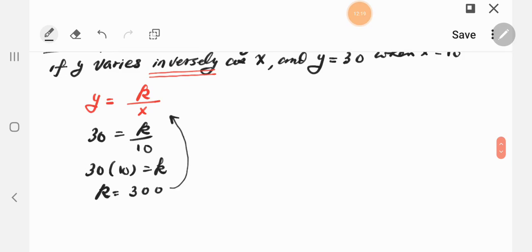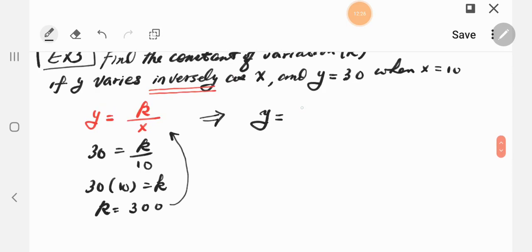So plug it in the equation. Then this will give us the equation Y is equal to 300 over X. Or you can write it as Y is equal to 300 times 1 over X. But just leave it as this one. So that's the equation of inverse variation in this example.